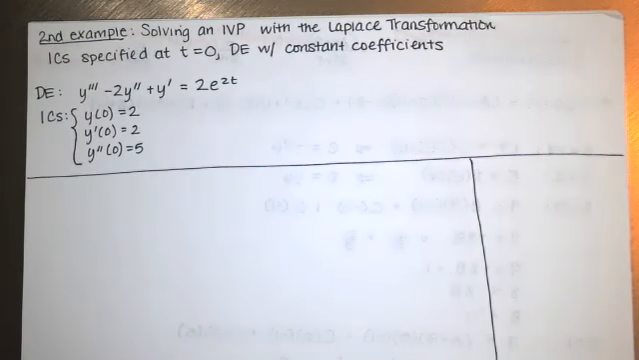In this video, we work a second example problem in which we solve an initial value problem with the Laplace transformation. Here, the initial conditions are specified at t equals 0, and the differential equation has constant coefficients. So we've got a third order differential equation, y triple prime minus 2 times y double prime plus y prime equals this exponential function. And we've got three initial conditions since it's a third order differential equation, and they're all specified at t equals 0.